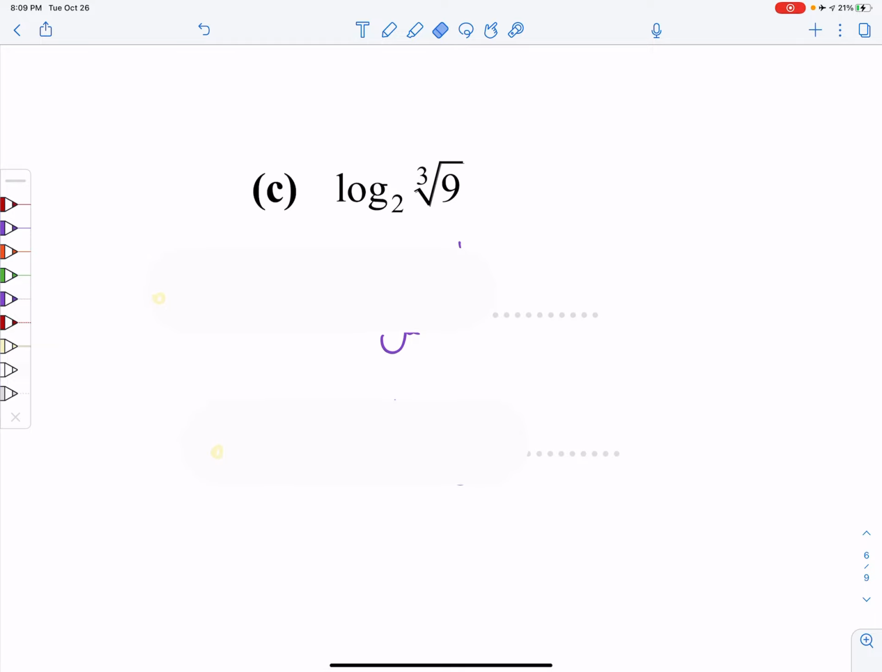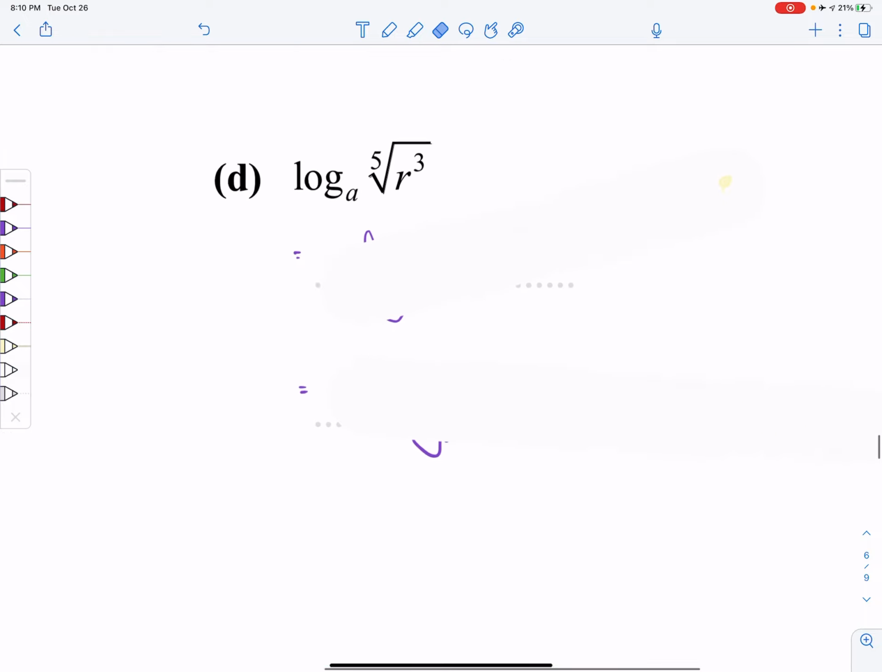Remember the rule from section 4.2 where roots can be rewritten with fraction powers. So I'm not going to do anything with the log right now. All I'm going to do is take the cubed root of 9 and rewrite it as a fraction power according to the property in section 4.2 that we covered. So this is going to be log base 2 of 9 raised to the 1/3 power. Well, now I can use my power rule, and I'm going to take my 1/3 and it's going to go out to the front by multiplication. So that'll be 1/3 times the log base 2 of 9.